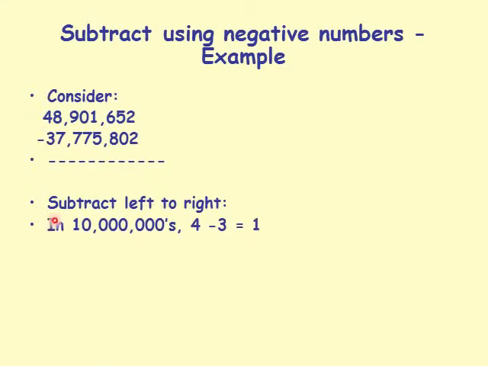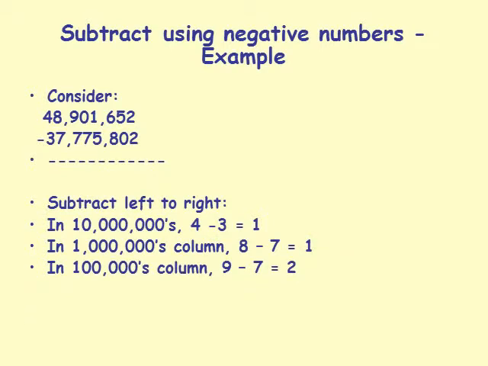Okay? So in the leftmost column, which is the 10 millions column, we have 4 minus 3, which is 1. 4 is the home team player and 3 is the visiting team player. The challenge is 3, 4 minus 3 is 1. In the 1 million column, we have 8 in the home team and 7 in the visiting team. The challenge is 7 against 8, so we have 8 minus 7, which is 1. In the 100,000 column, we have 9 minus 7, and it's a surplus column again, and 9 minus 7 is 2. The home team player has no problem handling the visiting team player in the same location.